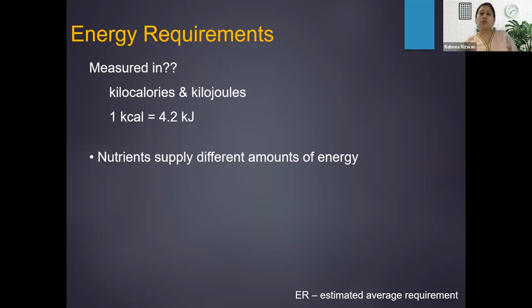And make sure that 1 kilocalorie is equal to 4 kilojoules. They are not equal. So whenever you are calculating any energy requirement or energy from a food source, make sure whether you are calculating in kilocalories or in kilojoules, because they are not the same. 1 kilocalorie is equal to 4 kilojoules.